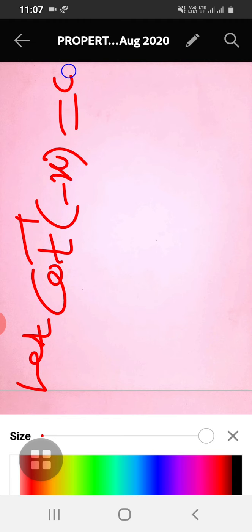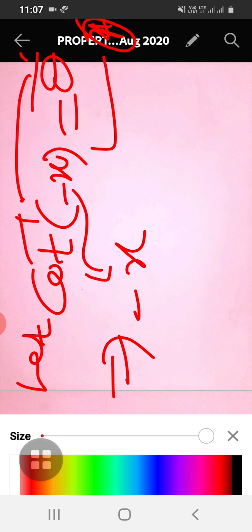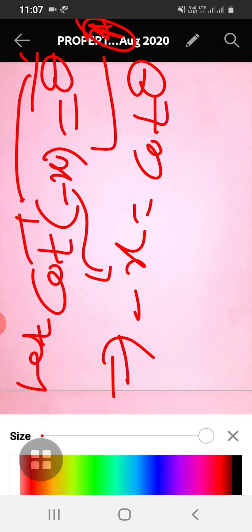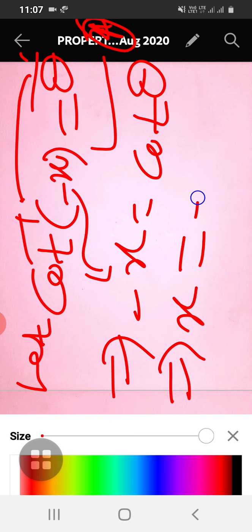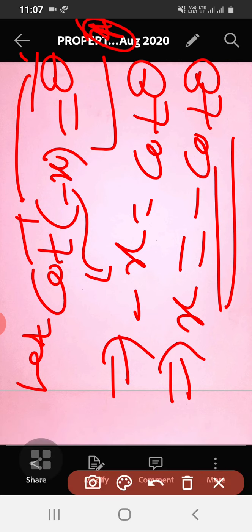So let us consider cot inverse of minus x as theta. So this is equation 1. Then you transfer this cot inverse to the right hand side, writing minus x as it is. Minus x is equal to cot theta, or I can write x is equal to minus cot theta. See, this is important. X is equal to minus cot theta. So I will take up from there.